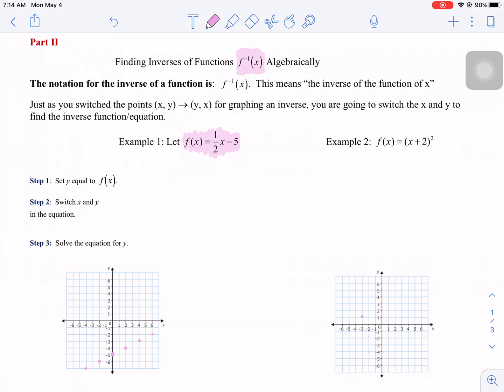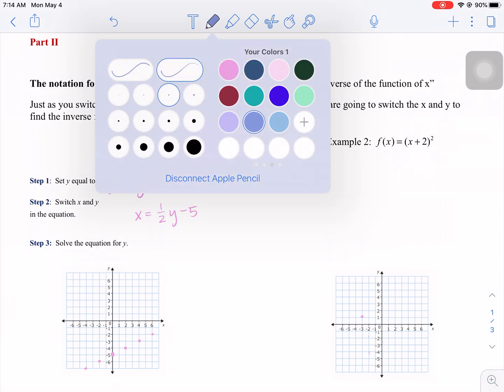So step one, we're going to set f of x equal to y, okay? So we're going to say y equals 1/2 x minus 5. We're going to replace the f of x. Step two, we're going to switch the x and y. So we're going to get that x is equal to 1/2 y minus 5. And now your final steps are just to solve it for y.